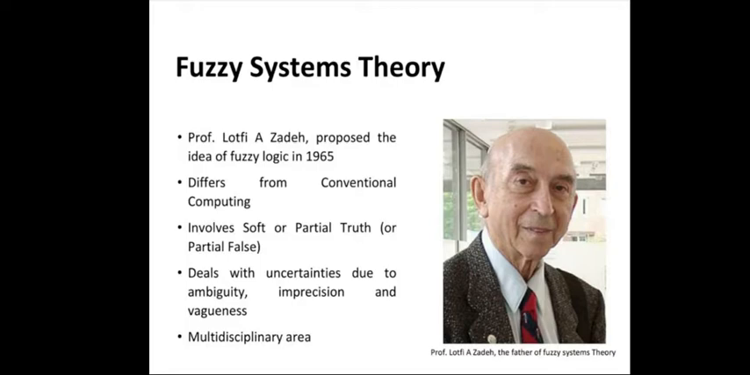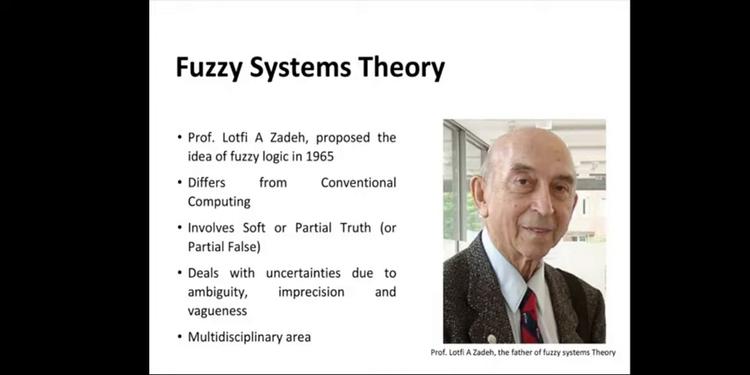Fuzzy system theory differs from conventional computing because conventional computing is based on bivalent logic, or you can say Boolean logic. Whereas fuzzy logic is based on multi-valued logic. It is not based on single or binary logic or Boolean logic. So we can say that conventional computing is one of the cases of multivalent logic, that is, one of the cases of fuzzy logic, or the mathematics based on fuzzy logic.